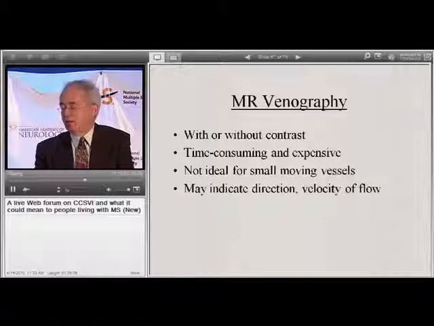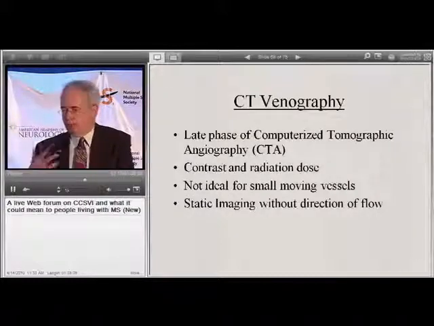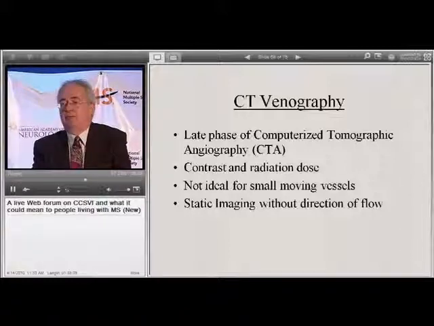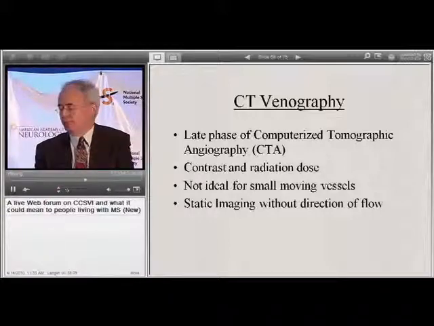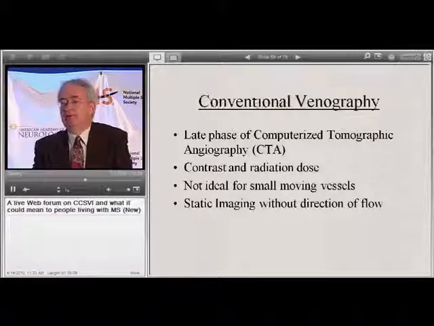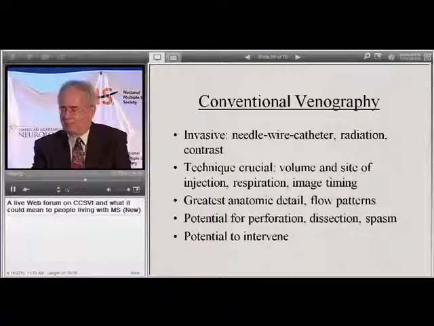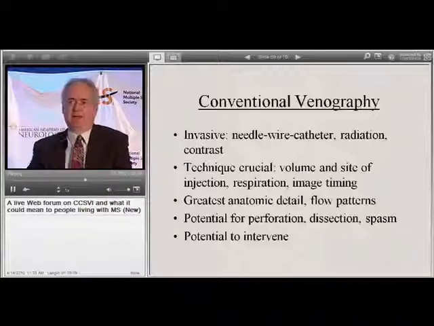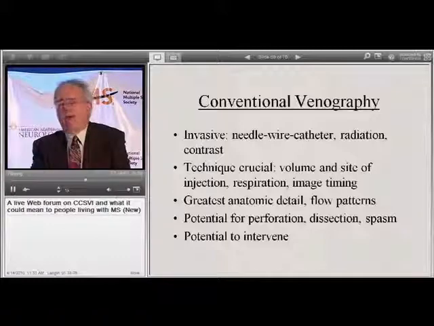CT venography suffers again from requiring contrast or dye administration, which may damage kidneys, and from a significant radiation dose. It also only provides static imaging without direction of flow. Conventional venography is an invasive procedure requiring a needle entry into the venous system at the groin, in the neck, or in the arm, then catheter and wire insertion. Again, radiation and contrast are used.